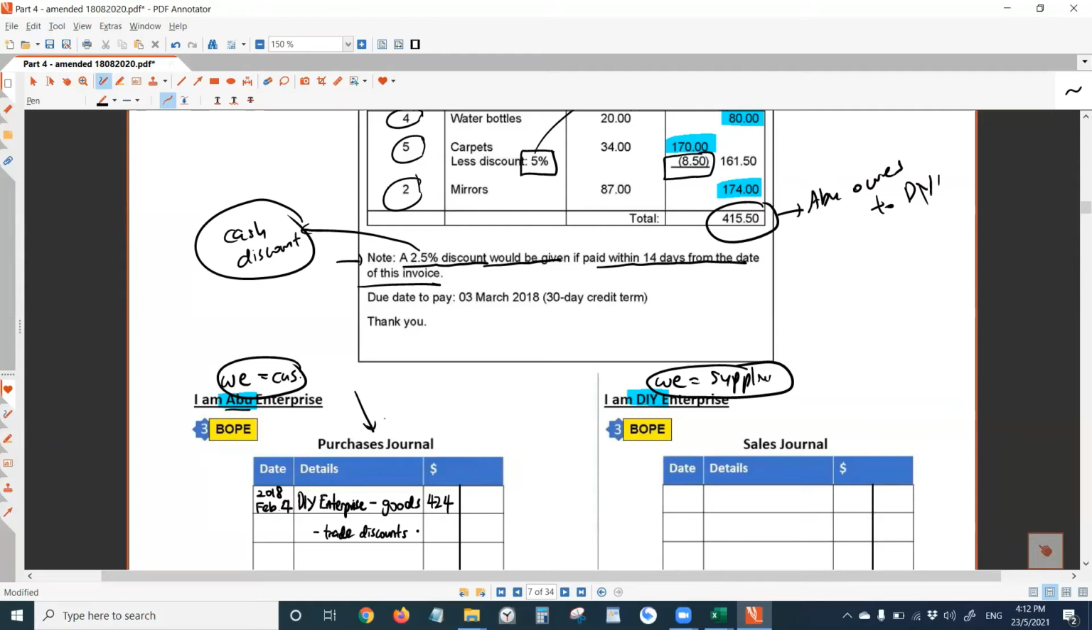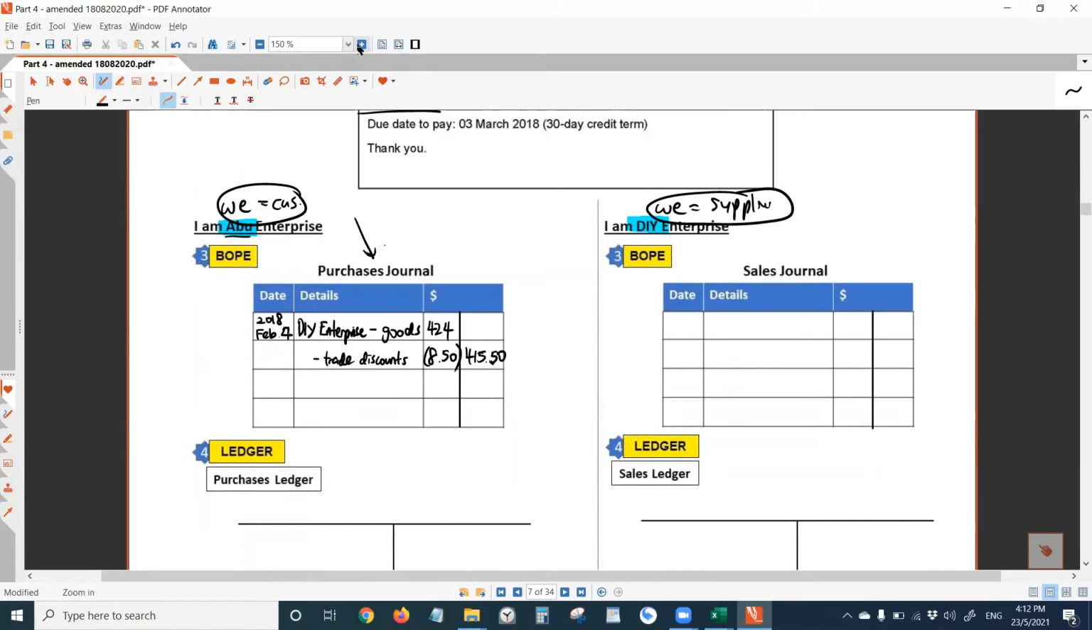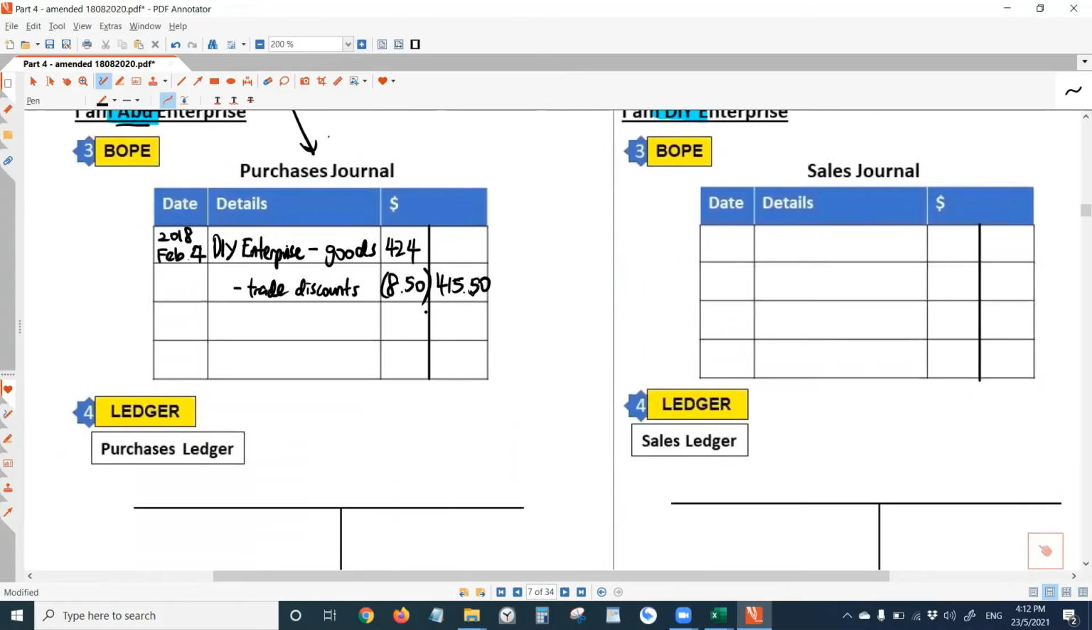The amount of trade discount, 8.50. Write it here, 8.50. In brackets, brackets indicate minus. So take the 424 minus 8.5, 415.5. Write it here, 415.5. That's the formatting of the purchases journal. Okay, done recording into the purchases journal.